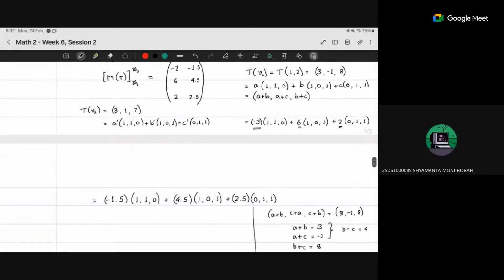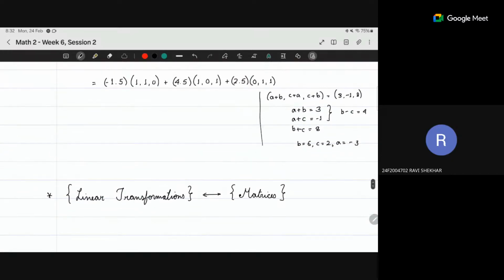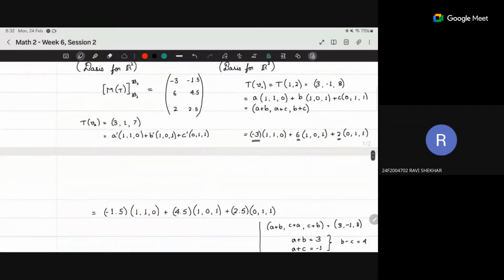We have to multiply it with something. I'm not getting the correct answer. That's why I'm asking. I'm getting a matrix as minus 6, 15, and 7, when I try to transform 1, 2.